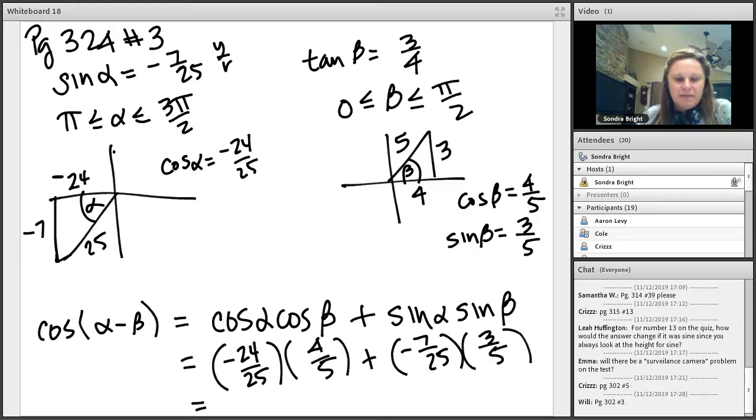And then multiplying those together, you'll get a negative 96 over 125 and plus a negative 21 over 125. And adding those will give you a negative 117 over 125.